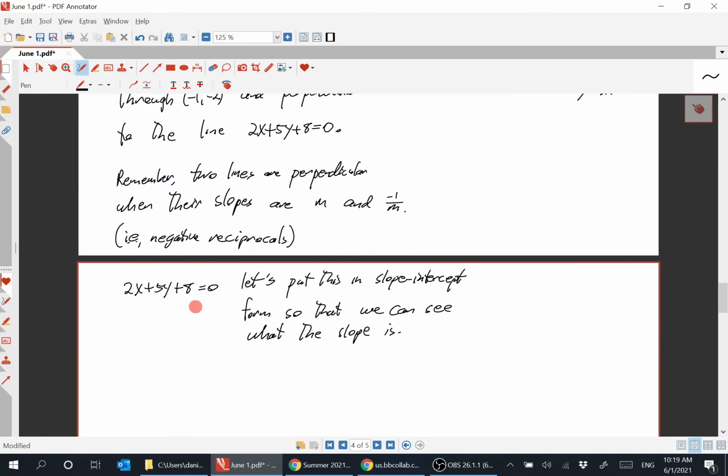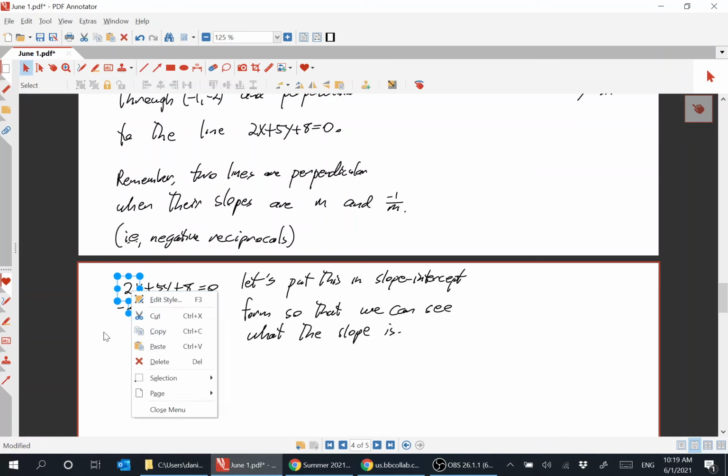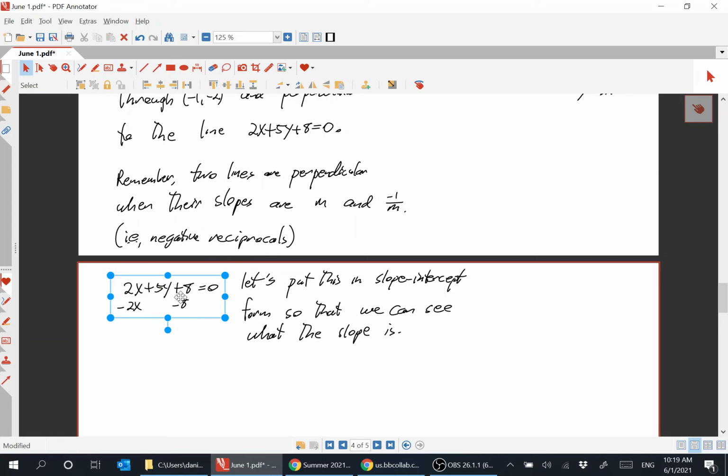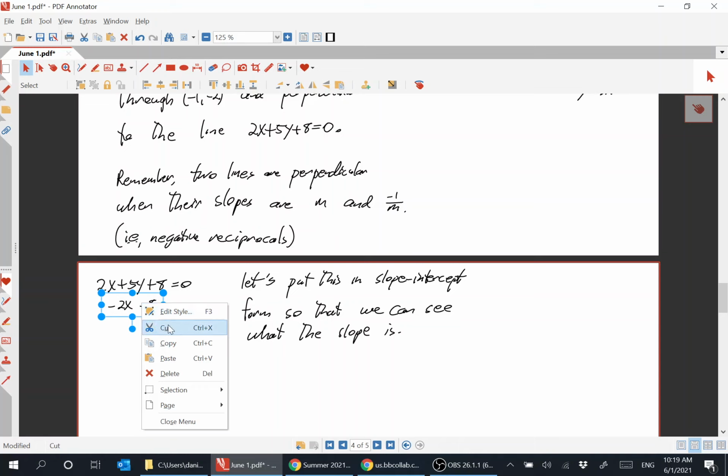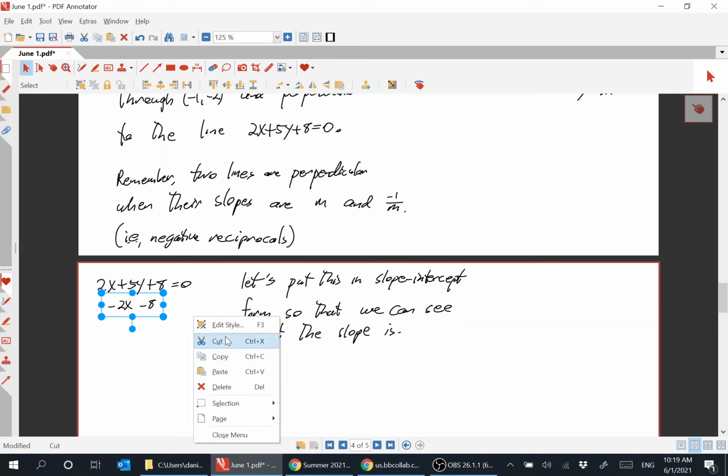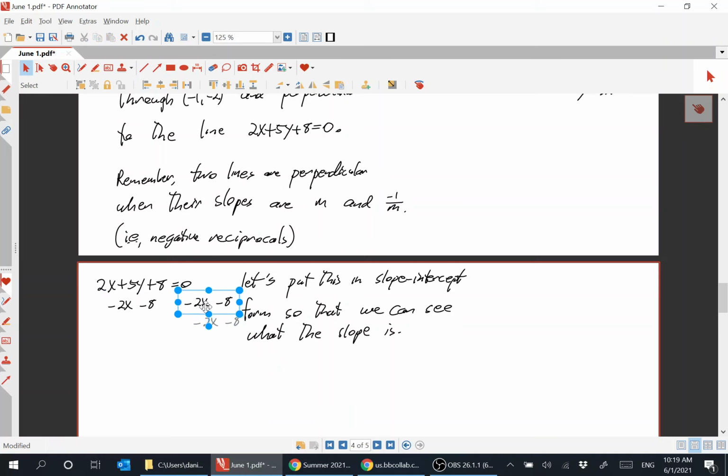Right, so you need to solve for y. So leave y on this side and move everything else over to the other side. All right, so we subtract 2x and 8 from one side and subtract them from the other side as well.